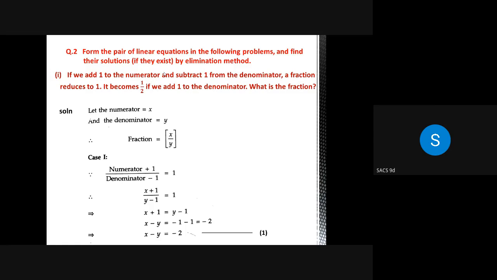Now in the first case, 1 is being added to numerator and 1 is being subtracted from the denominator. So that is x plus 1 divided by y minus 1, and the fraction becomes 1 after doing this. So it's equal to 1. Then you can cross multiply, that is x plus 1 is equal to 1 into y minus 1, and after interchanging the terms you will get x minus y equal to minus 2. This will be your equation number 1.